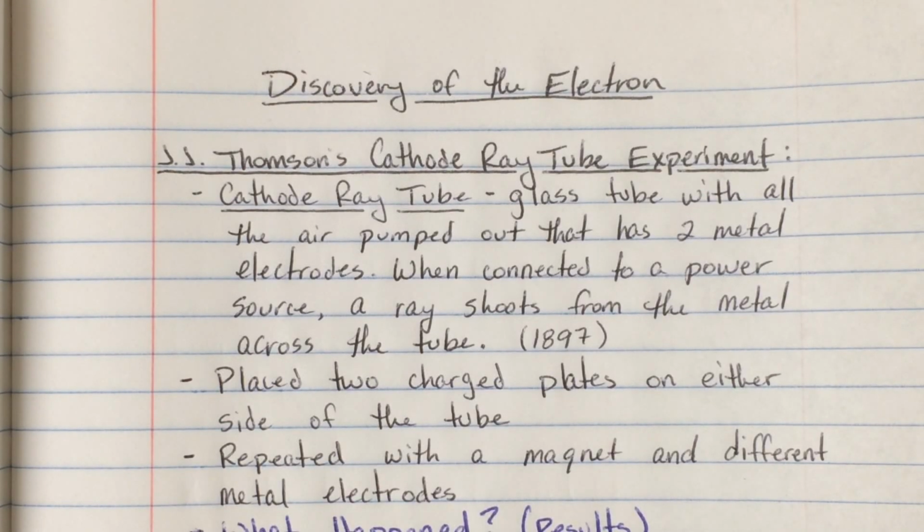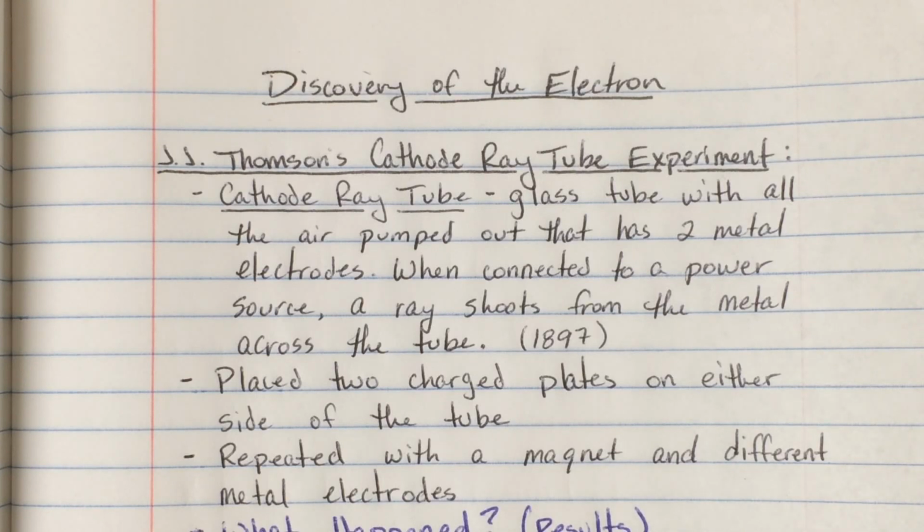Hey guys, this video is for page 13 of your interactive notebook called The Discovery of the Electron. So we're going to fast forward a little bit, about 100 years from our last page, and talk about a man named J.J. Thomson. J.J. Thomson did an experiment called the cathode ray tube experiment. Now, the cathode ray tube was not invented by J.J. Thomson. He just used it to do the experiment that this page is about.